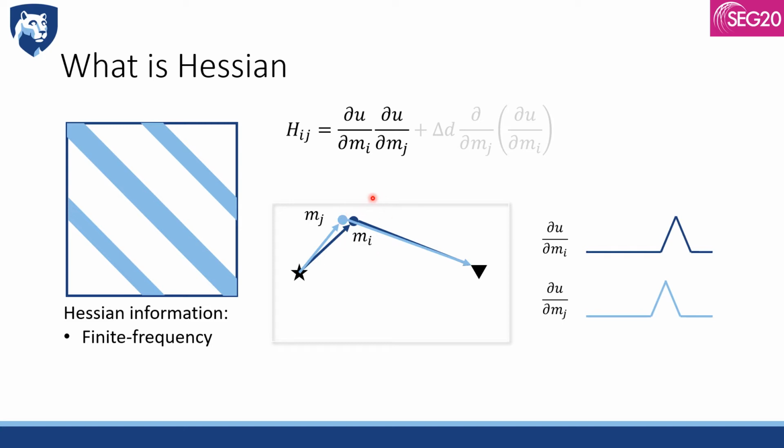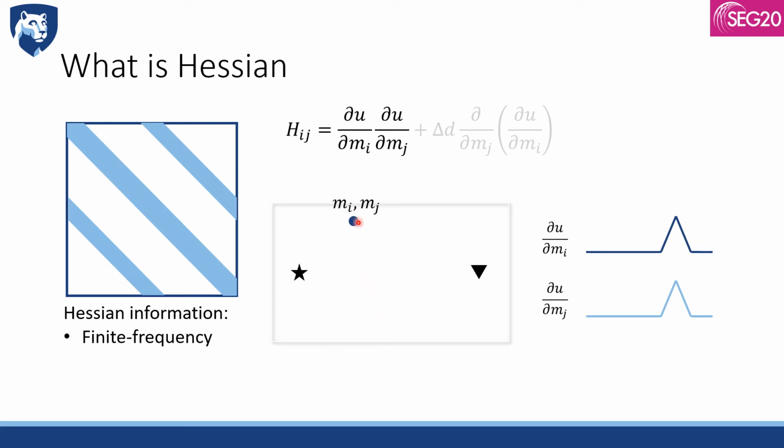Then let's talk about what kind of information is carried by the Hessian matrix. As we just mentioned, we can tell how the scattered waves generated by neighboring points correlate with each other, so we have the information of the finite frequency effects in the Hessian. Now let's consider the case when mi and mj are the same points, namely the diagonal element.